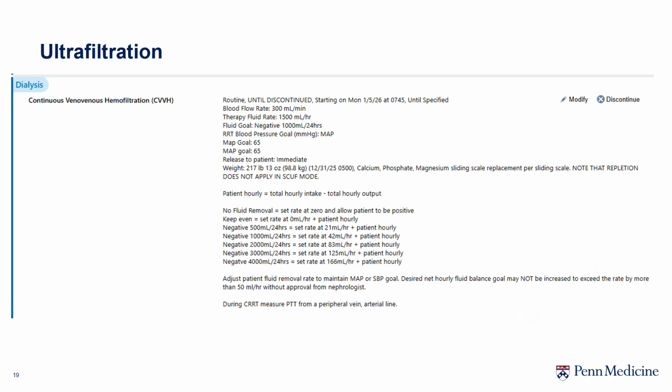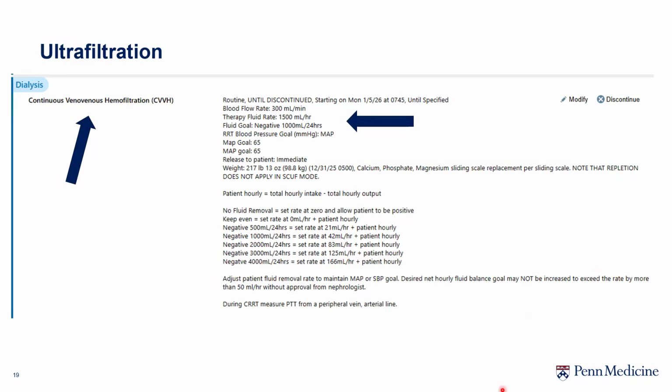So ultrafiltration. This is actually what your order is going to look like when it's put into the computer for CRT in general. The first thing you're going to see is the type of CRT you're going to be using. In this case, it's CVVH. You're going to be seeing your therapy orders, including your blood flow rate, which is how fast that blood is going to flow through that filter, your therapy fluid rate, which again is how fast your dialysate is going to be flowing countercurrently with that blood, and also your fluid goal.